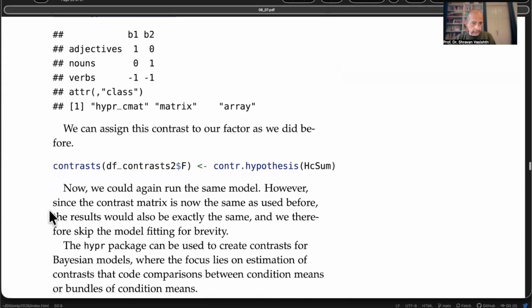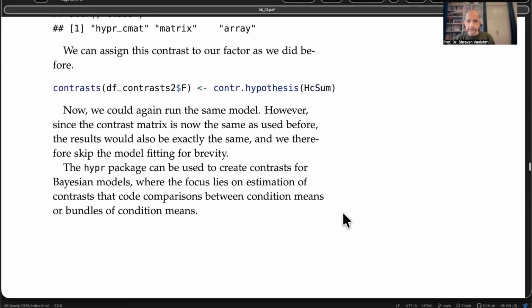So what you can do is, in the column df$contrasts$f, this is the factor with the 3 levels, adjectives, nouns, and verbs. You're plugging in the result of this hypr object by passing it through the contrast hypothesis function. So the contrast hypothesis function is extracting the contrast matrix, plugging it into this column's contrast coding, just like the contr.sum and contr.treatment built-in functions in R, right?